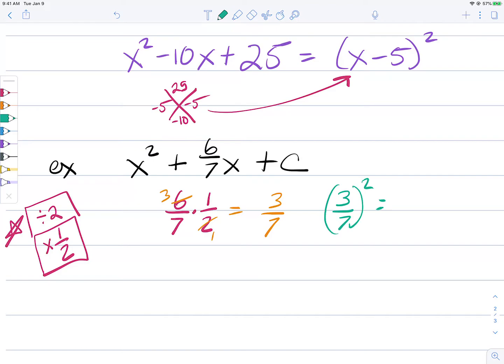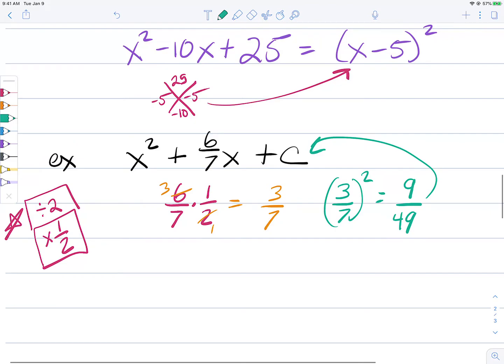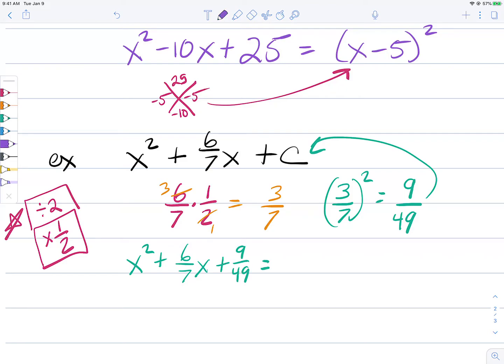This is not as complicated as it looks. Basically, 3 squared is 9 and 7 squared is 49. So there is the constant that I'm missing to make a trinomial square. So I would have x squared plus 6/7 x plus 9/49. And if I were to factor that, I'm going to have x, remember this is our key for factoring, plus 3/7 squared. So there is our trinomial square, and that is what it is when it is factored.